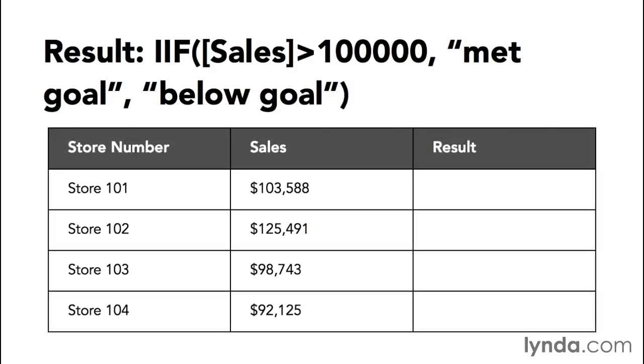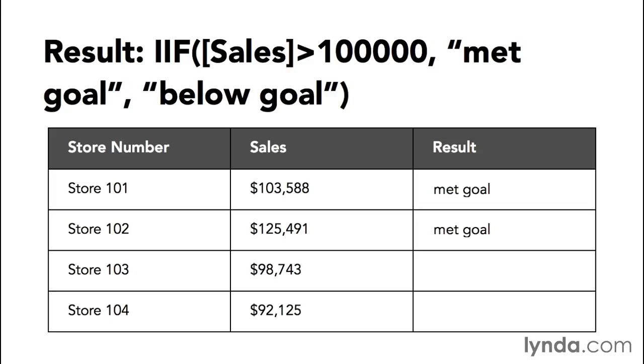So if we go through this table of stores and their sales totals, we'll evaluate the store number 101. The number 103,588 gets plugged into the function, and it evaluates. In this case, it'll read 103,588 is greater than 100,000. That is a true statement, so the true part gets returned. The next store gets evaluated. 125,491 is greater than 100,000. Again, that's a true statement, so the function returns met goal.